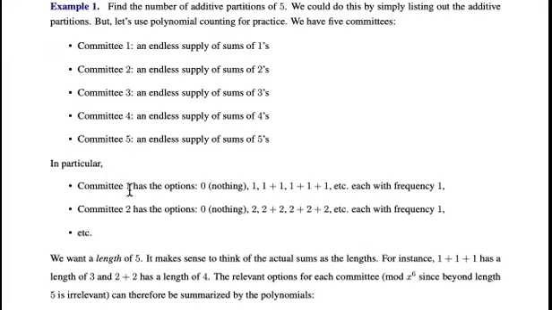So for instance, for committee 1, every option of taking 1 plus 1 plus 1, or 1 plus 1, or 1, or just taking nothing from this committee, there's going to be one way of doing each thing. So that's good. We just set that up right away. And similarly for 2, we can pull 0, then 2, 2 plus 2, 2 plus 2 plus 2, each just one way of doing that.